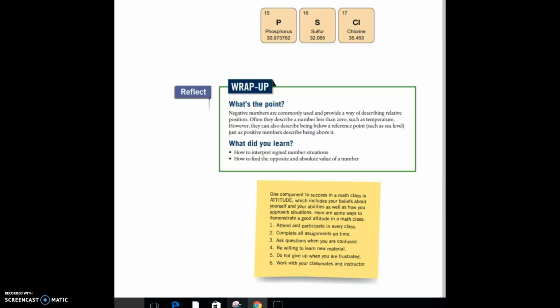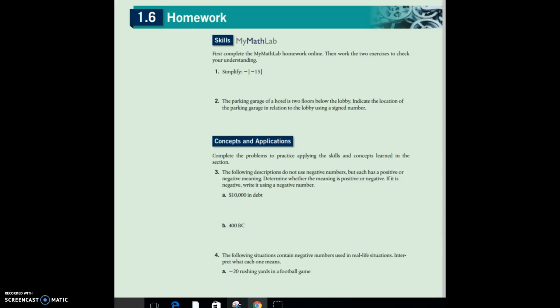If you look at the next page, this is a homework page. On this page, do 1 through 7. So 1 through 7 on this page, and we will stop there.